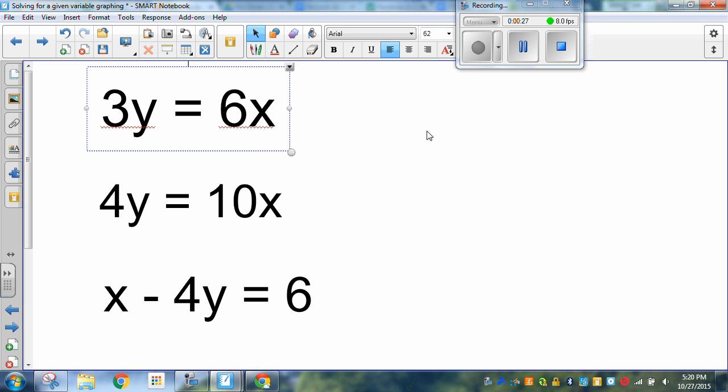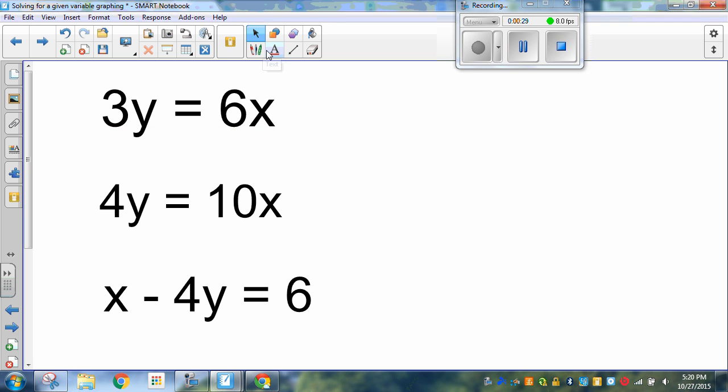I'm actually going to change this. 3y is equal to 6x. Well, what's the thing we need to get rid of? The 3. If I pretend that it's completely gone here, the only thing left on this side is y equals. And that's exactly what I want. And so with that in mind, I'm going to do everything I can to get rid of 3.